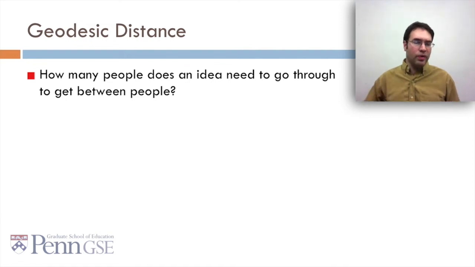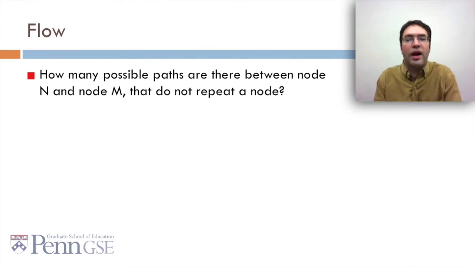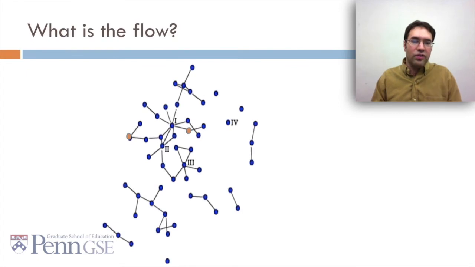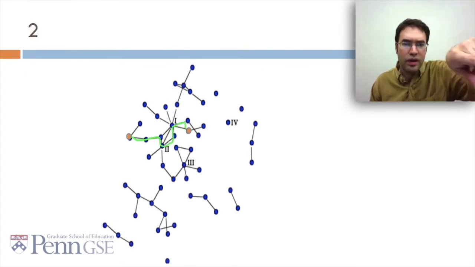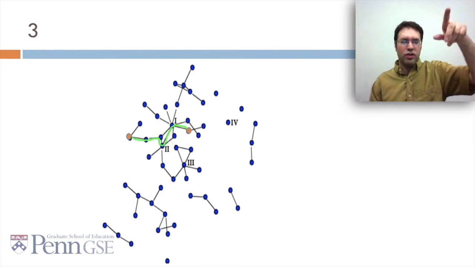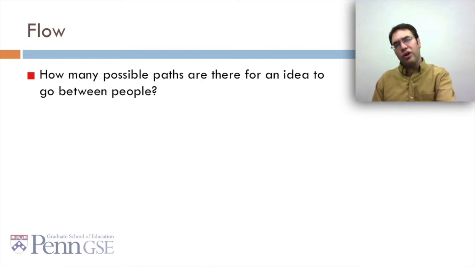to get between people? Another construct we might want to think about is flow. How many potential paths are there between node N and node M that don't repeat a node? So what's the flow here? Well, here's one path, here's another path, here's a third path. So there were 3 possible paths between these 2 nodes. So flow might represent how many possible paths are there for an idea to go between people.